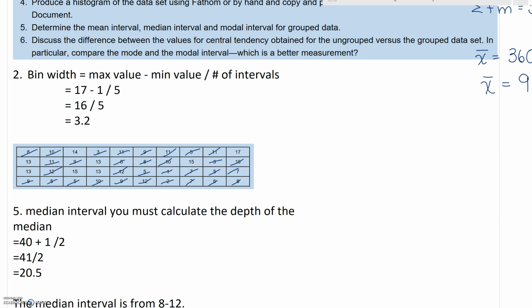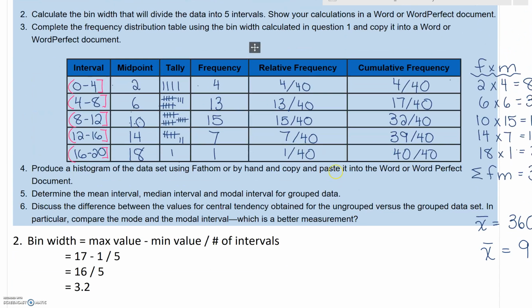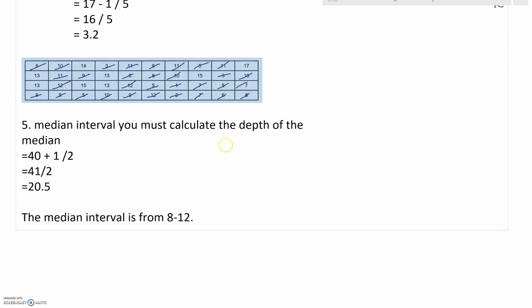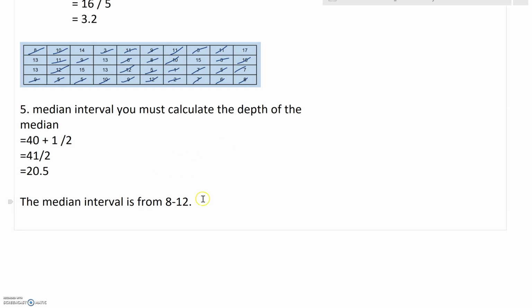Okay, now we need the modal interval. Well, the modal interval is the one that has the highest frequency. That's all. It's like the mode. So in which interval does it have the most data points? So 8 to 12. So the modal interval is also from 8 to 12.